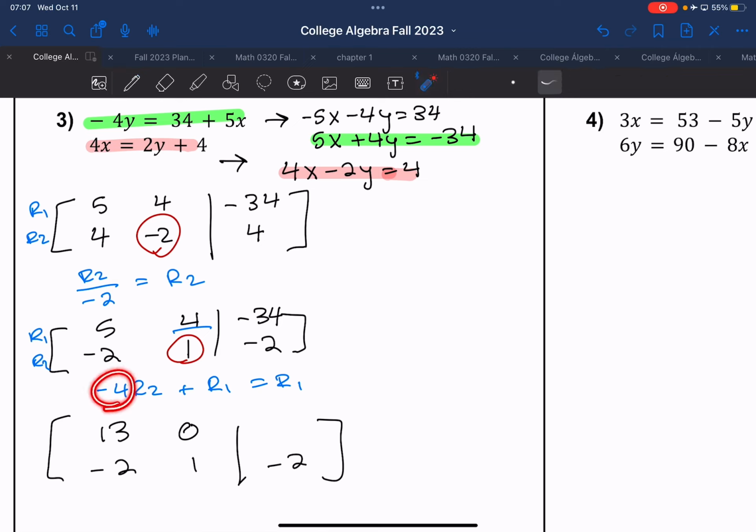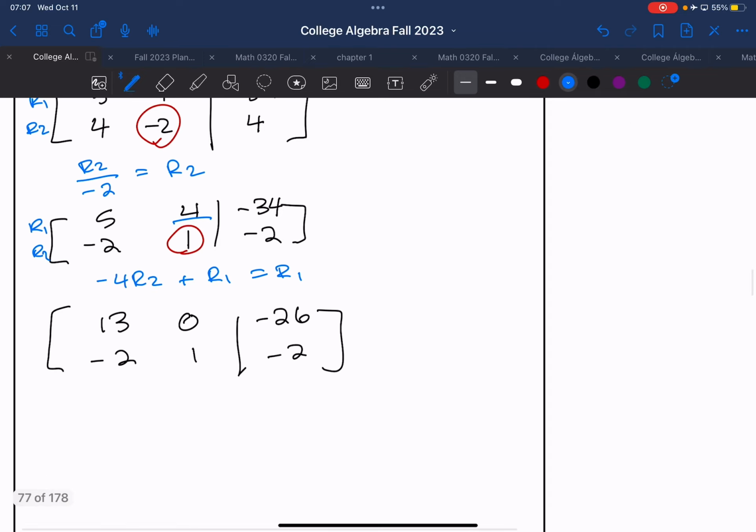Then we have -4 times row 2, so that's -2, and we get what? 8, and then we're adding it to row 1. What's -34 plus 8? Yep, -26. And now we have a 1 and a 0. So what I said about subtracting 4, why wouldn't that work? Because that would also give us the 1 on the other side, wouldn't it?